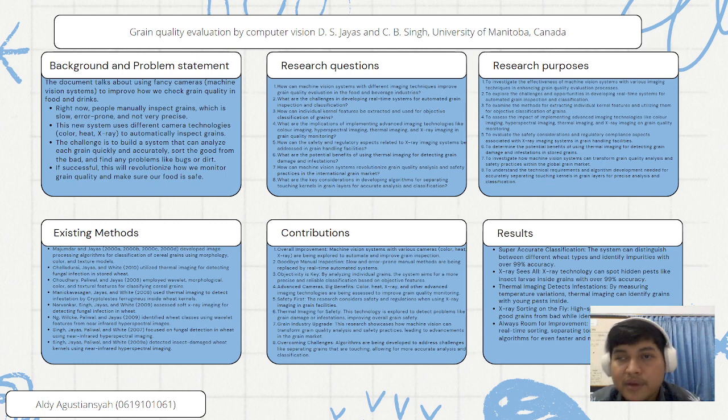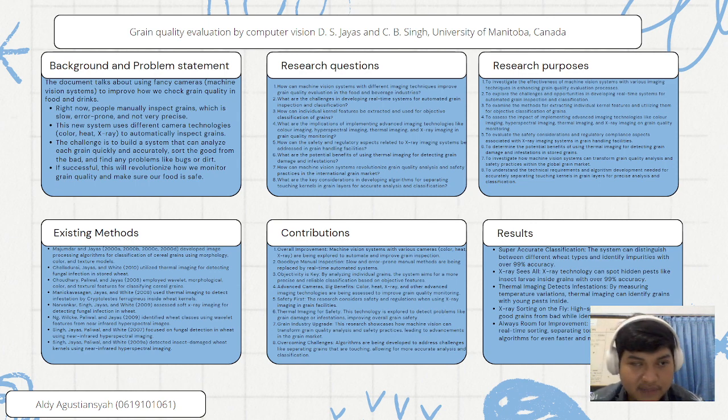Research purposes, the main three. One, to investigate the effectiveness of machine vision systems with various imaging techniques in enhancing grain quality evaluation processes. Two, to explore the challenges and opportunities in developing real-time systems for automated grain inspection and classification. Three, to examine the methods for extracting individual kernel features and utilizing them for objective classification of grains.